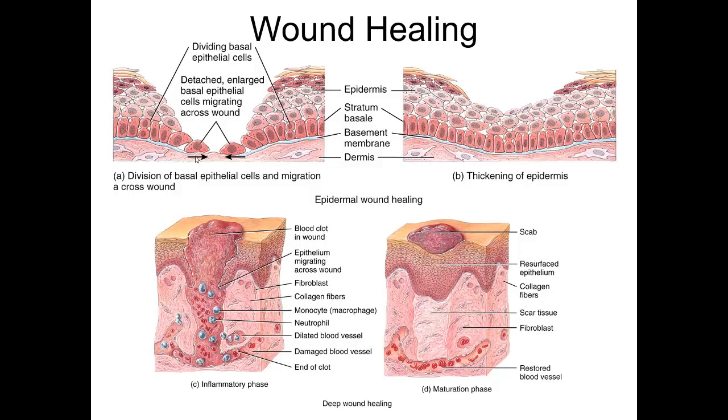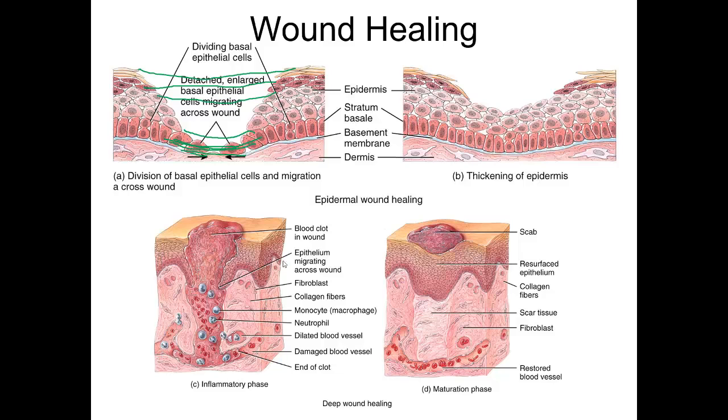Now, in epidermal wounds, take a look at this right here. This is the basement membrane right here. This is the stratum basale. So when you have an epidermal wound, the cells of the stratum basale migrate and divide until this gap is bridged. Now, the cells of the stratum basale are going to divide until they form a thick enough stratum spinosum. Then the cells of the stratum spinosum, as they grow older, are going to form the stratum granulosum, the stratum lucidum, and the stratum corneum. So it doesn't take as long to heal an epidermal wound as it does to heal a deeper wound.